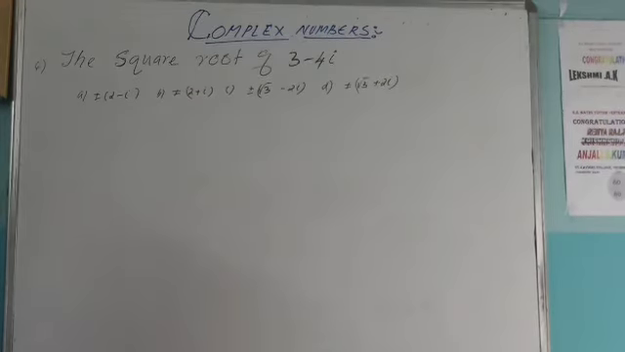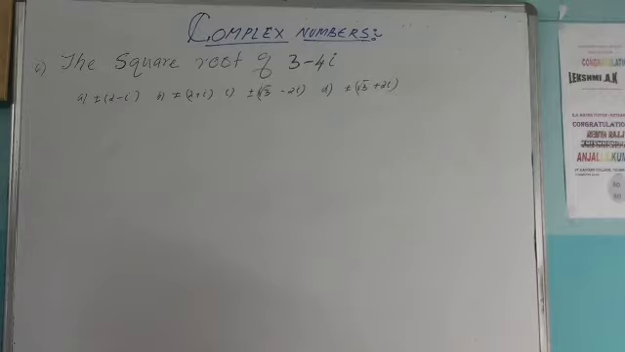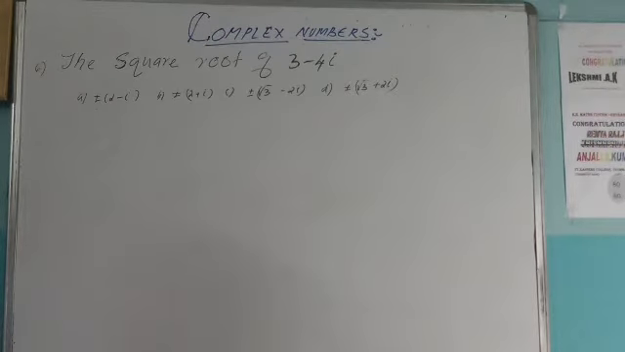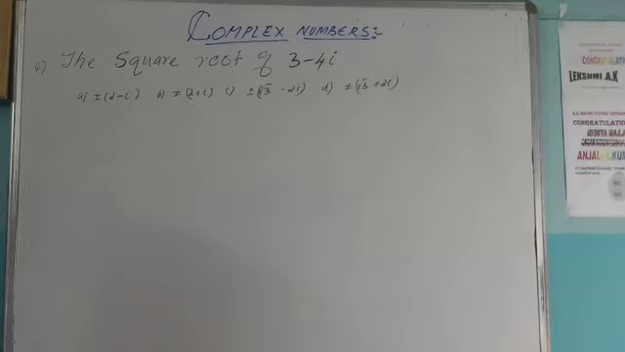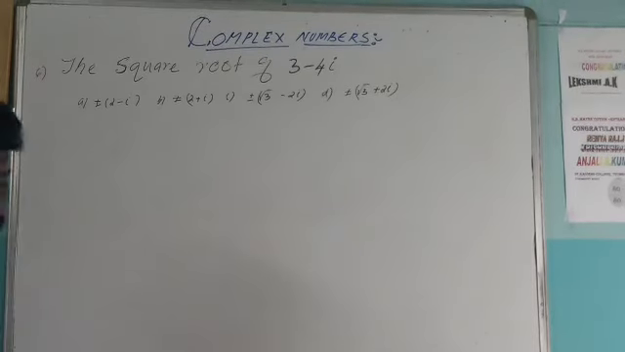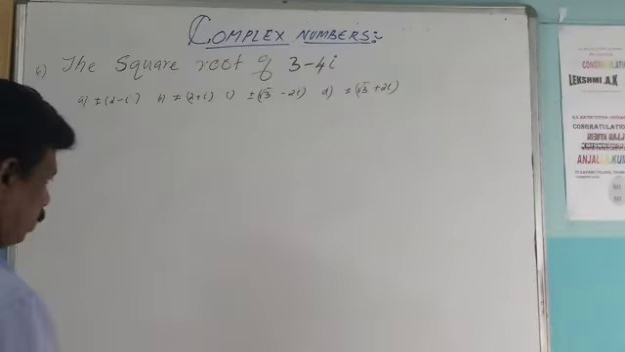Next question: the square root of 3 minus 4i. Choices: plus or minus (2 minus i), plus or minus (2 plus i), plus or minus (root 3 minus 2i), plus or minus (root 3 plus 2i). Here we have to determine the square root of 3 minus 4i.